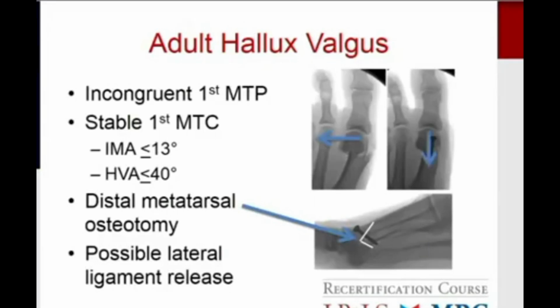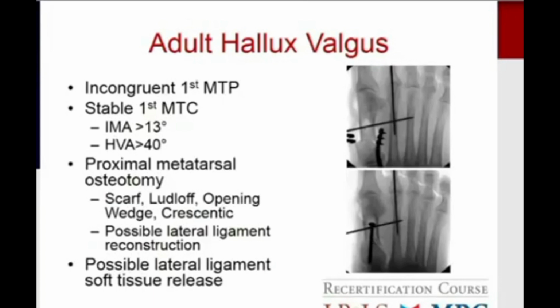If we have a larger intermetatarsal angle, we instead choose some kind of a proximally based procedure to make up for that. It doesn't matter which type you choose. It can be a scarf or a Ludloff, an opening wedge osteotomy. What matters is the apex of this correction allows adequate alignment of that first metatarsal, which then corrects that bunion deformity overall once it's complete.